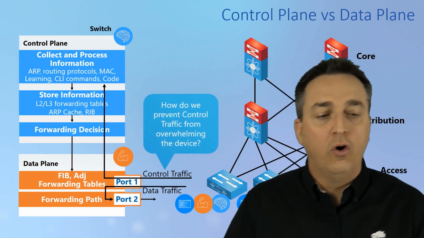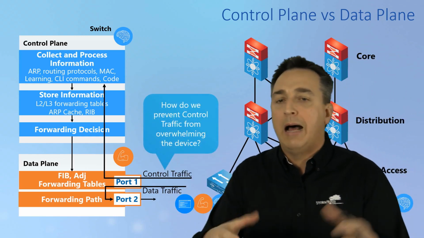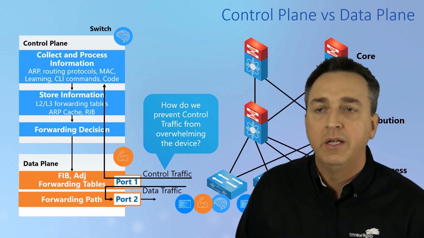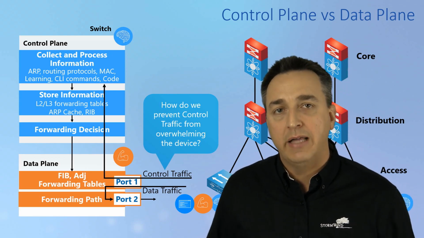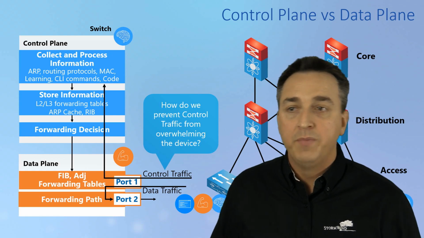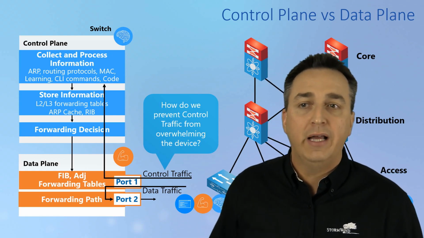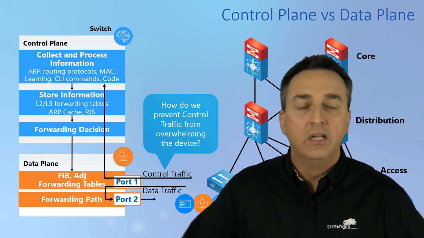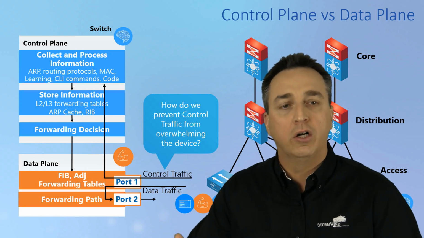And that means our control plane can get overwhelmed. And what happens when your control plane gets overwhelmed? Then the CPU gets bogged down. If the CPU gets bogged down and memory gets overwhelmed, then what happens to your device? Your device can no longer process more control packets. It can no longer make decisions.